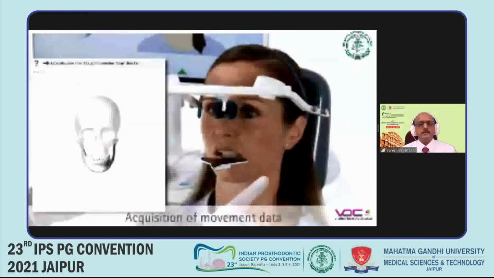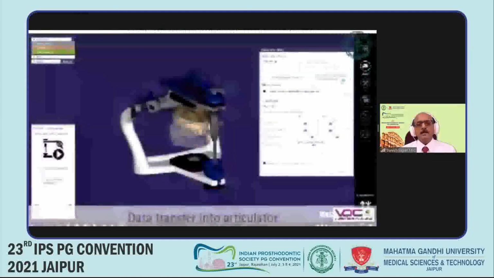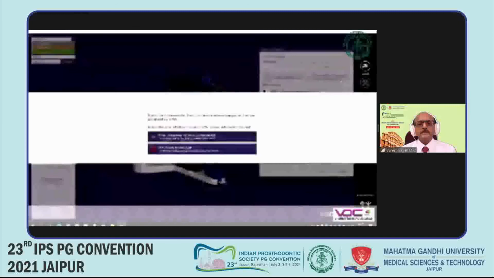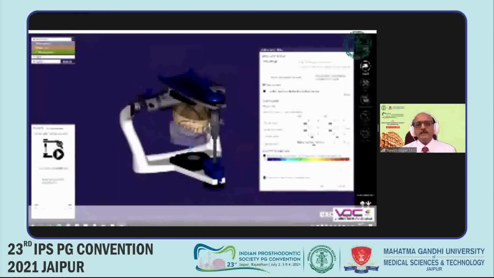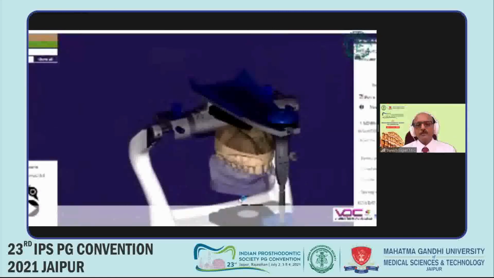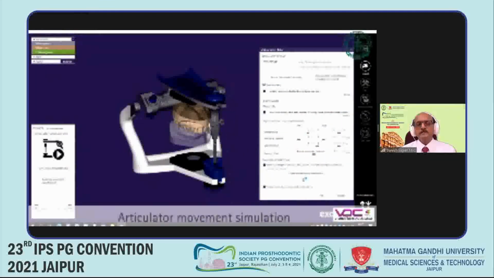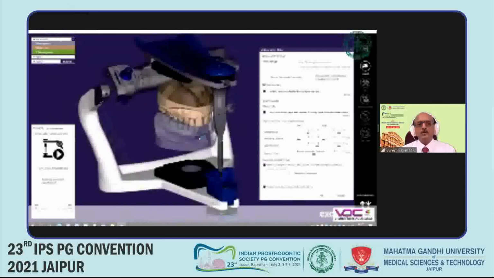So you can see the movement of the mandible. And as it goes further, all that can be fed to the software, and now the teeth can move, the jaws can move on the articulator. You can use different articulators also. There are options to use different articulators, and then you can change the articulator and do the work according to your expertise.